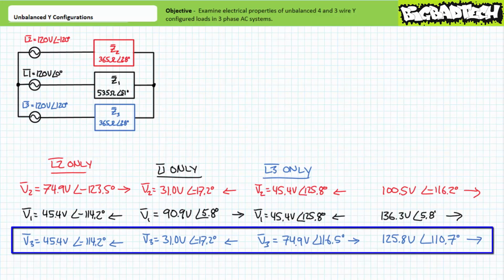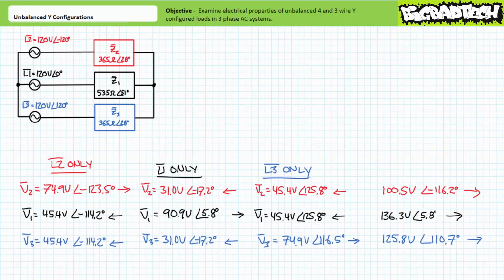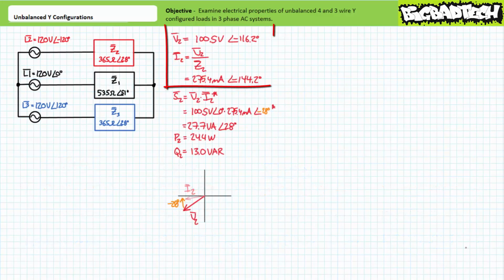Finally, accounting for not only magnitude and phase shift, but also polarity and direction, it can be demonstrated load impedance Z3 experiences a voltage drop of 125.8 volts at an angle of 110.7 degrees, where assumed polarity, positive to negative, is left to right. Given these final summated voltage values, we can solve for current. An application of Ohm's law demonstrates I2 will be 275.4 milliamperes at an angle of negative 144.2 degrees.